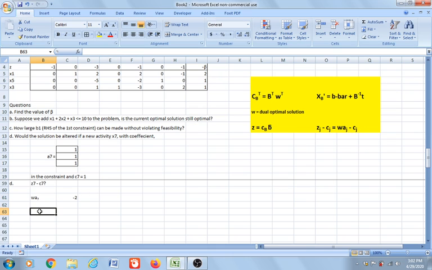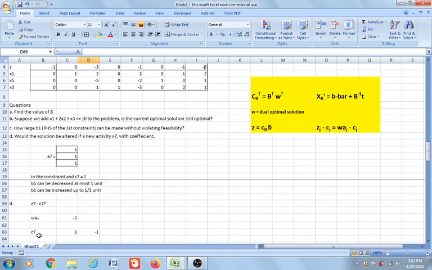Then we subtract C7 from WA7. C7 is 1, but since it is a max problem, we need to multiply it by minus 1, so C7 is minus 1. So Z7 minus C7 is equal to WA7, minus 2, minus the C7, which is minus 1. So that will be minus 1. Here minus 1 is less than 0.